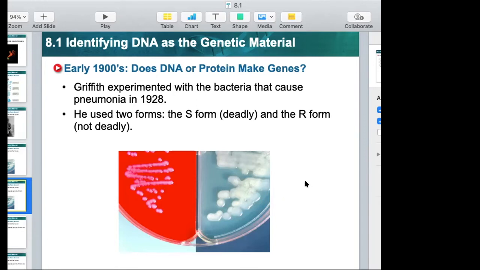So we looked at two kinds of bacteria, the S form, and it was called S because S is smooth. And so the S form is this side right here. That was deadly. And then the R form, called R for rough, on this side, that was not deadly.